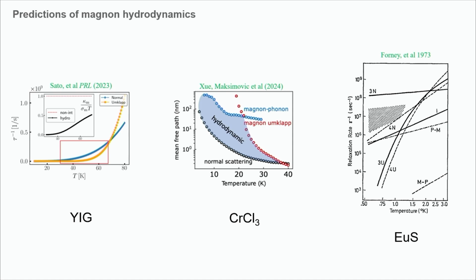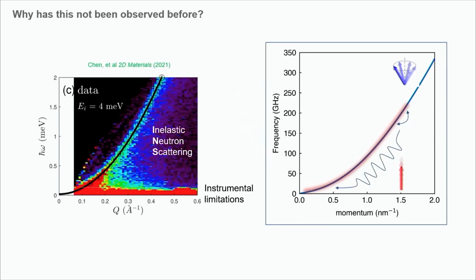So why hasn't it been observed before? Why haven't people looked for this behavior? Shown here is a conventional measurement technique. This is called inelastic neutron scattering, and this was done on chromium chloride, one of these candidates. You can see very well the spin wave dispersion of this material in inelastic neutron scattering.